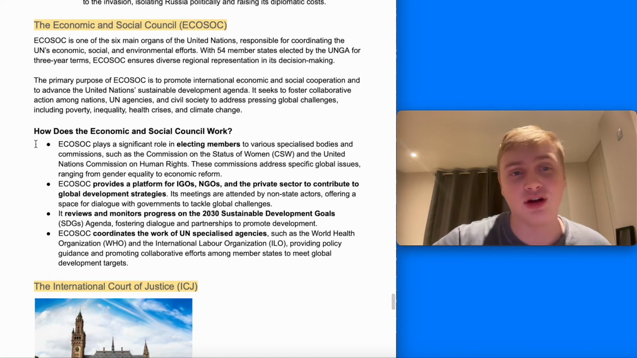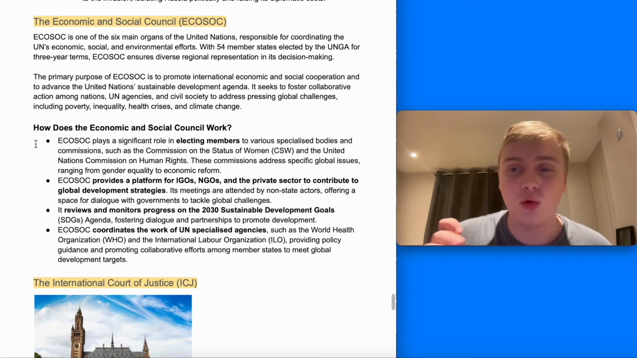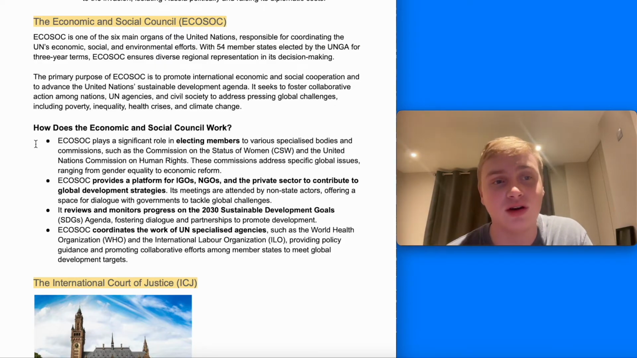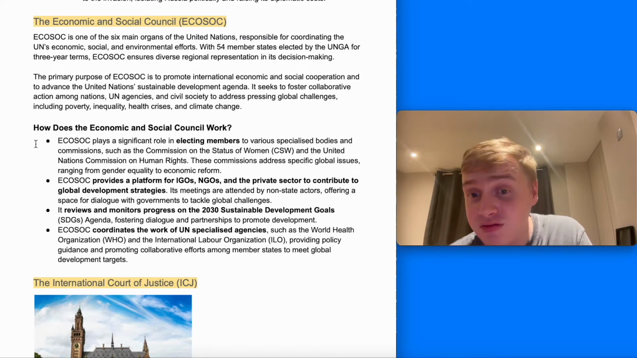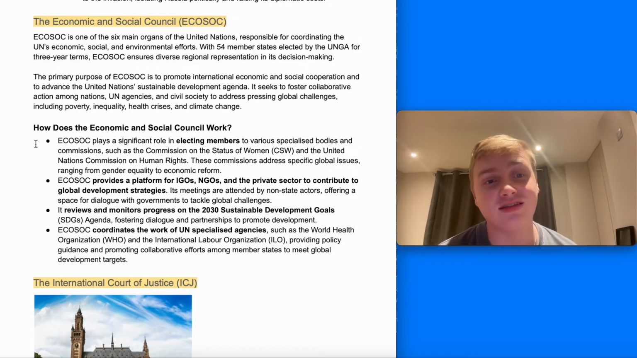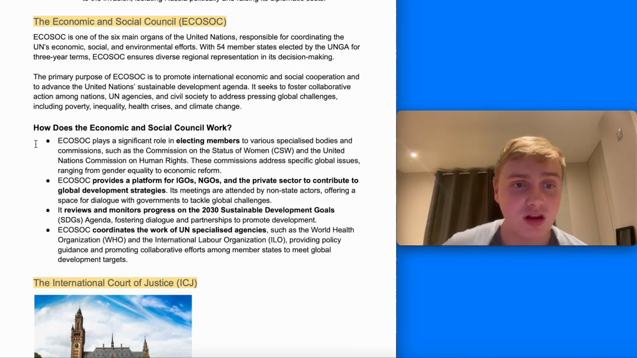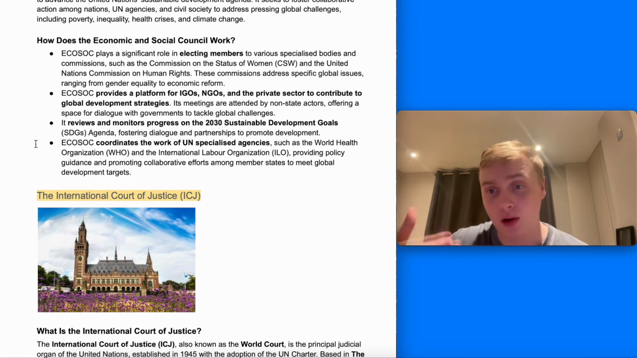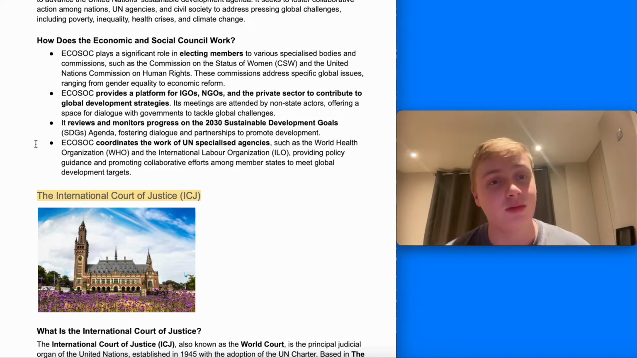There's also the Economic and Social Council, which I've really kept quite small because you really don't need to know that much of it. So it's one of the 6 main organs of the United Nations responsible for coordinating the UN's economic, social and environmental efforts. So 54 member states are elected by the General Assembly for 3-year terms, and its key purpose is to promote international economic and social cooperation and to advance the Sustainable Development Agenda. So it elects members to various specialised bodies and commissions which do a lot of work of the United Nations, such as the Commission on the Status of Women and the United Nations Commission on Human Rights.